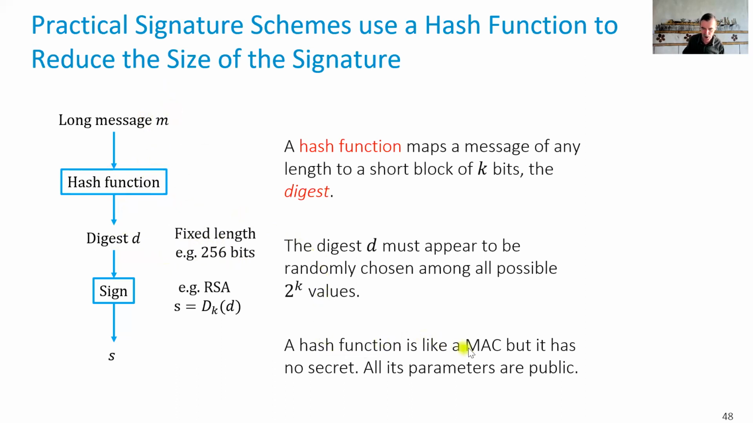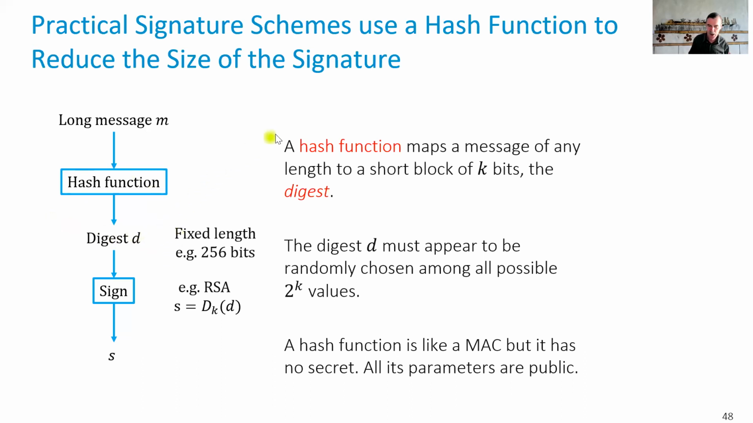So a hash function is like a MAC from the viewpoint that it translates a large message into a small one, but there is no key. In a hash function, there is no key, and everything is public. The hash function is a well-known algorithm. All our computers have implementations of the standard hash functions used today in cybersecurity.